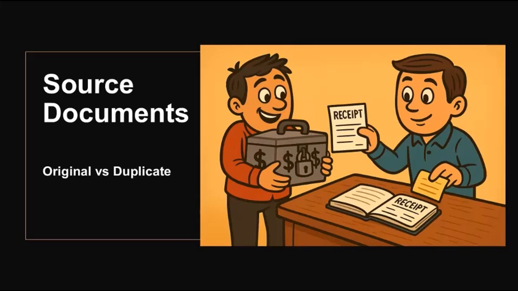The duplicate is a second copy that stays with the business. It's kept in the receipt book or filing system to make sure the business has its own record of what happened. This system helps both sides keep proper records. If there's ever a disagreement or an audit, both the customer and the business can go back to the documents for proof. So remember, the original goes to the customer and the duplicate stays with the business. That way, everyone has a copy of what happened.